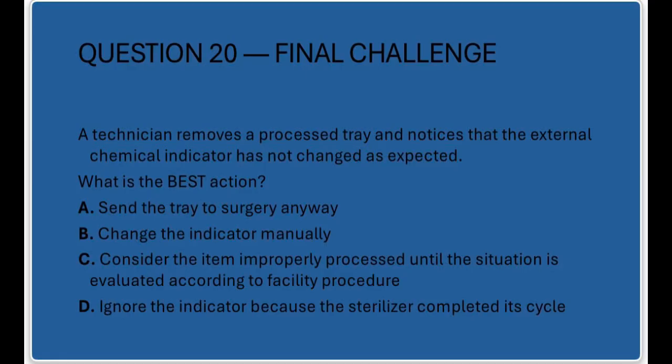Our final question of the day: a technician removed a processed tray and noticed that the external chemical indicator has changed unexpectedly. What is the best action? A. Send the tray to surgery anyway. B. Change the indicator manually. C. Consider the item improperly processed until the situation is evaluated according to facility procedure. D. Ignore the indicator because the sterilization cycle has completed.